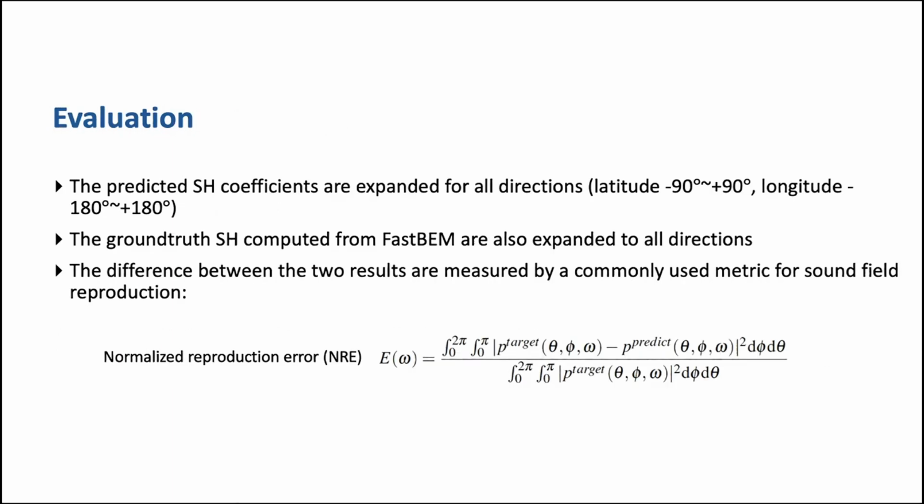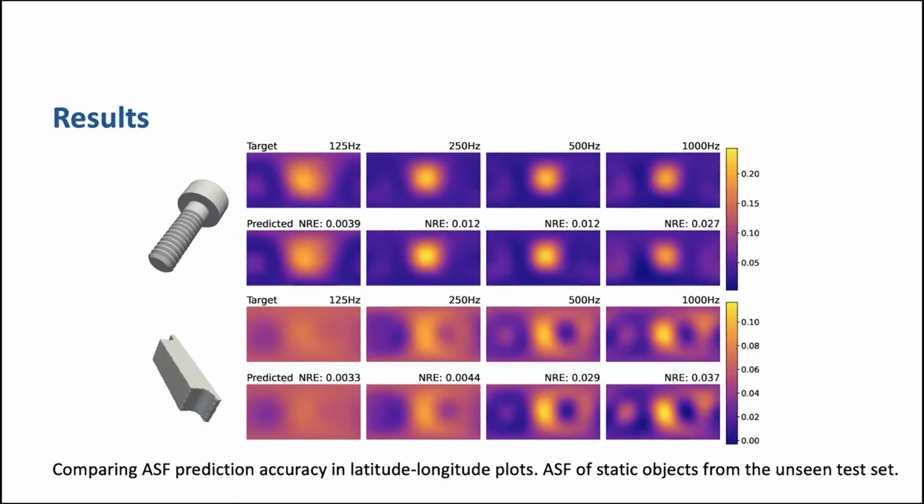As for evaluation, the predicted spherical harmonic coefficients are expanded for all spatial directions. The ground truth spherical harmonics computed from the FastBEM solver are also expanded in the same manner. The difference between the two results is measured by a commonly used metric for sound field reproduction called normalized reproduction error.